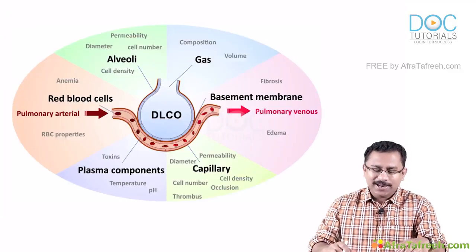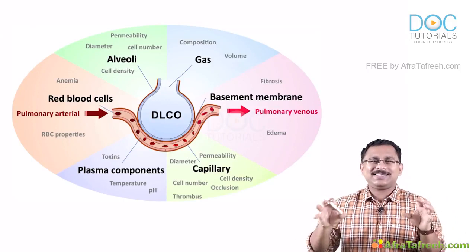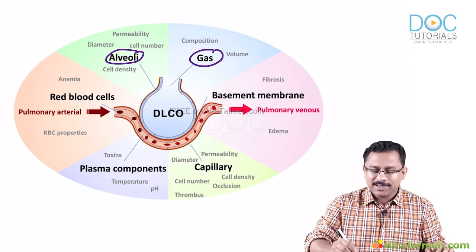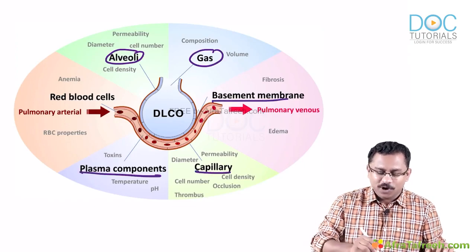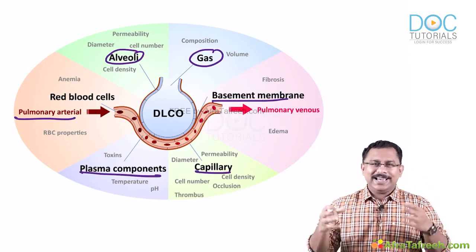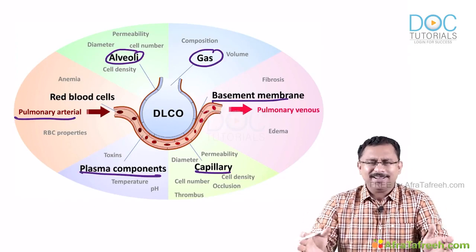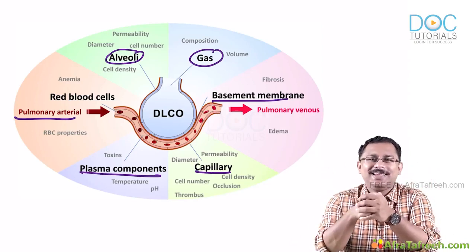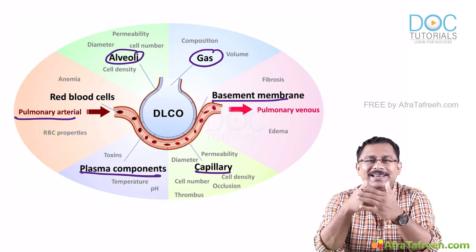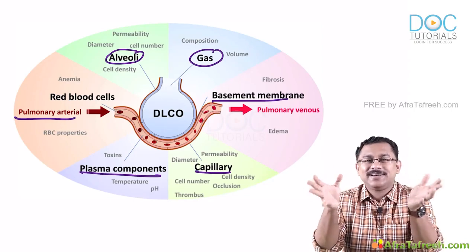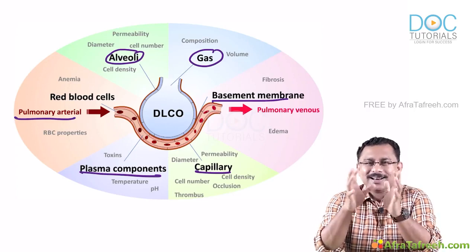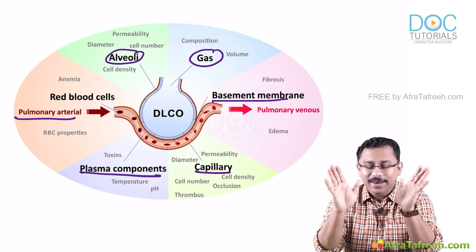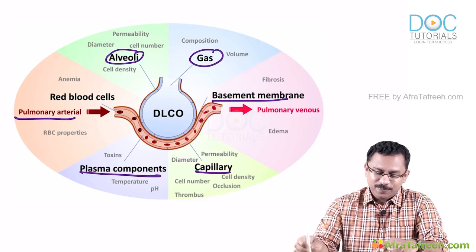DLCO actually depends on a lot of factors. Though we have discussed the important disorders, it depends on the alveoli, the gas composition, the basement membrane, the capillary, the plasma components, and the cells at the pulmonary arterial end. But for your exam, remember DLCO is predominantly dependent on the alveolo-capillary membrane integrity and the gas exchange surface area available. So when there are disorders affecting this, you will have an impairment in your DLCO. Very clear. So DLCO is also very clear for you.